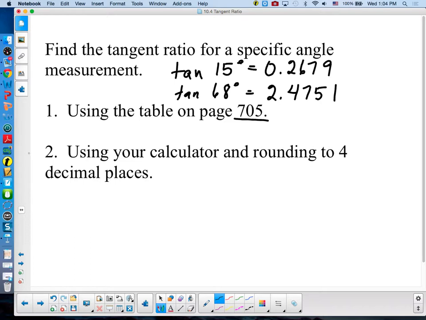0.2679 is what it's going to be. Places. Try tangent of 68. 2.4751.